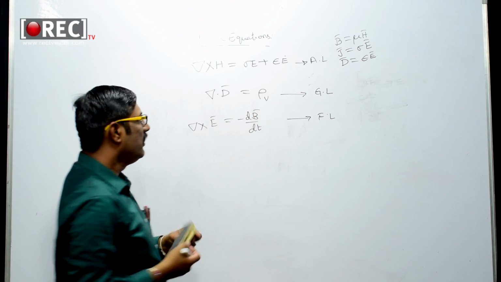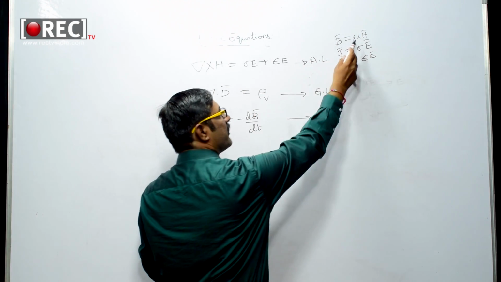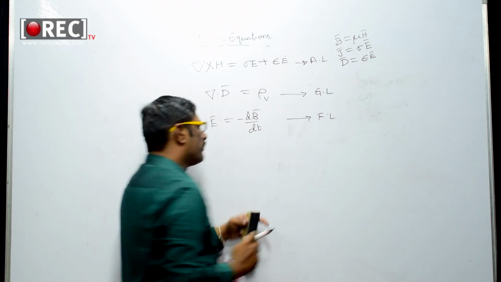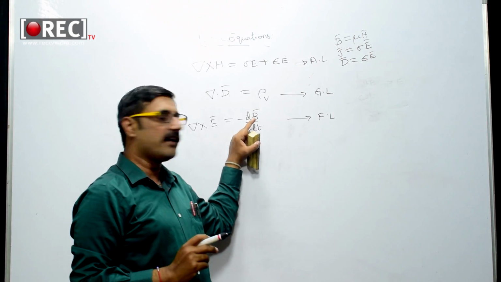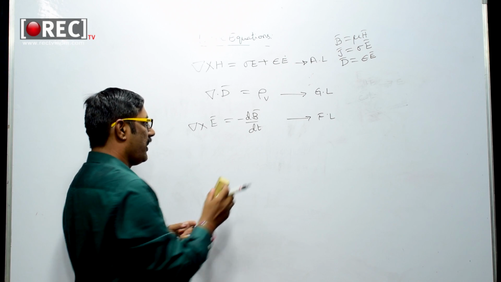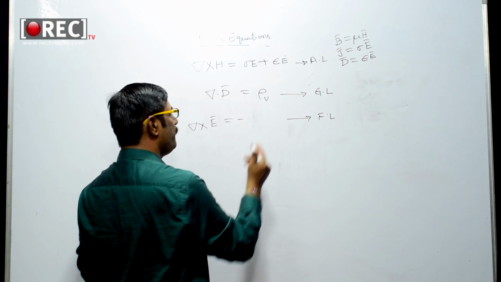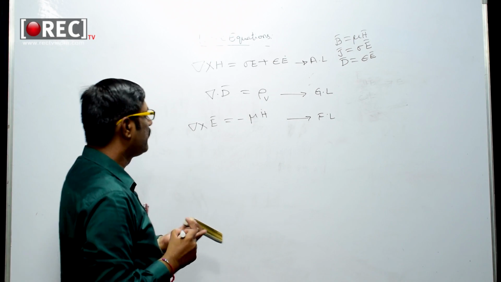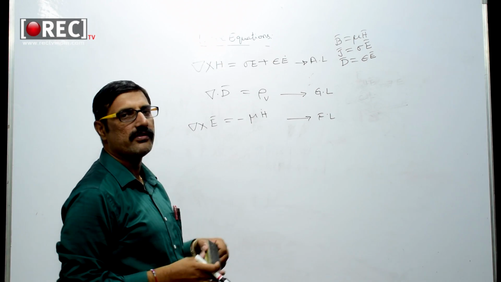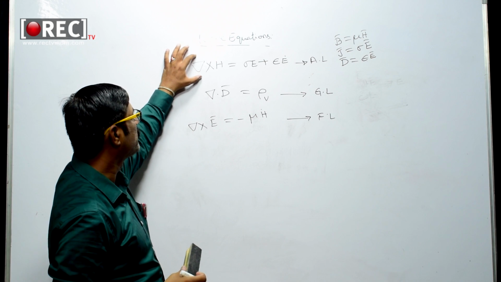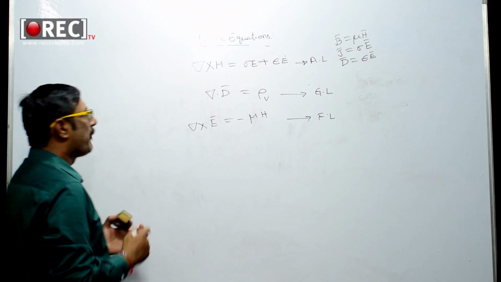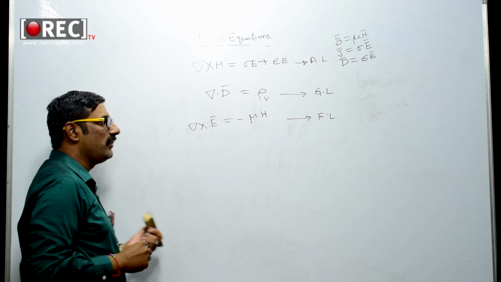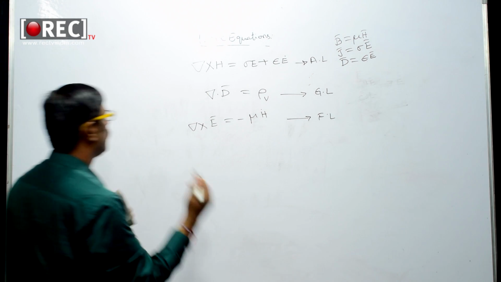Now, what is B bar in terms of H? Actually it is mu into H. So replacing B with mu H, I can replace this term with simply minus mu into H dot. These are the three equations which we are going to use generally. Now let us start the derivation from the first equation. Applying curl on both sides, what happens?